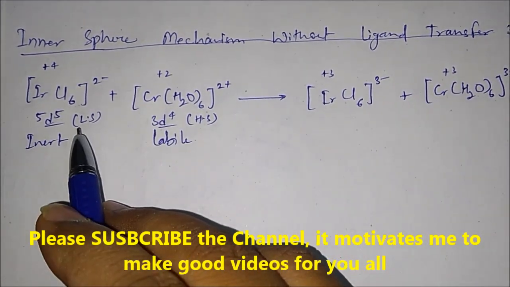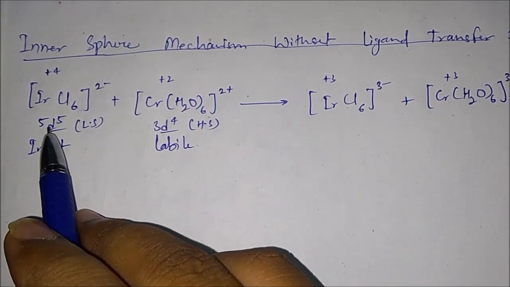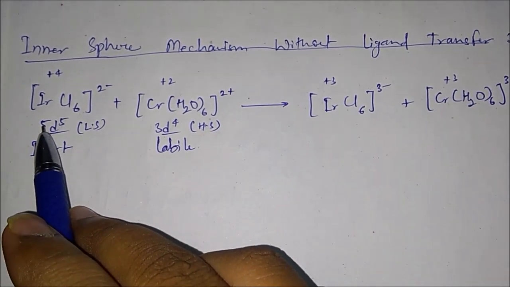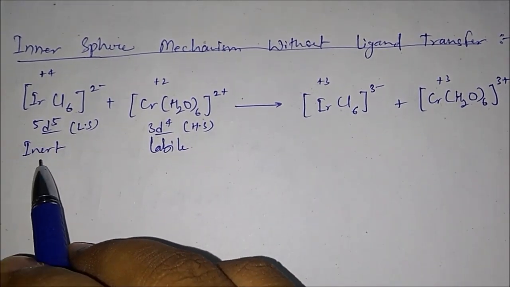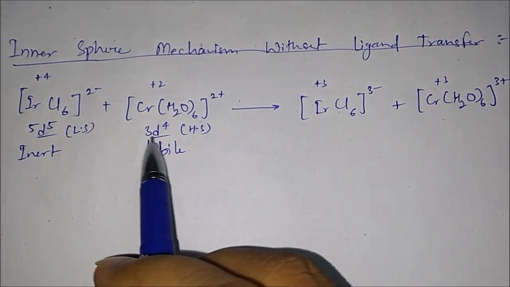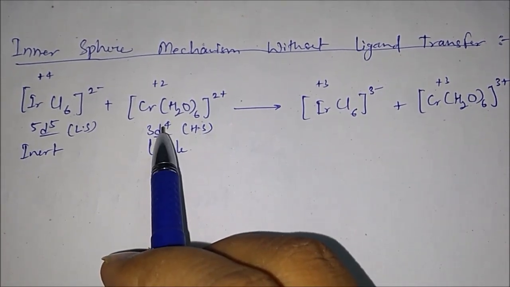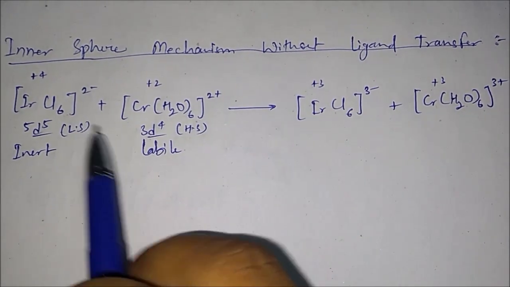I have told you that all the 4d and 5d complexes are low spin. So if you draw d5 low spin, you will get an inert configuration, whereas this is your d4 high spin. If you draw a d4 high spin configuration, you will get a labile one. So you have an inert and a labile complex.